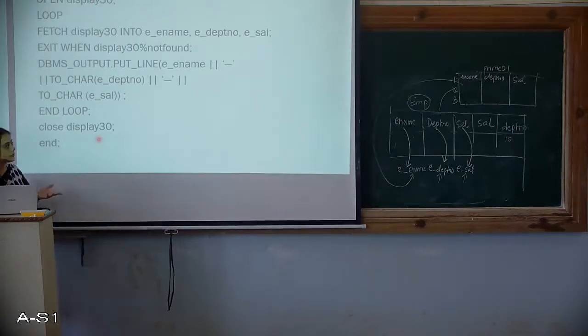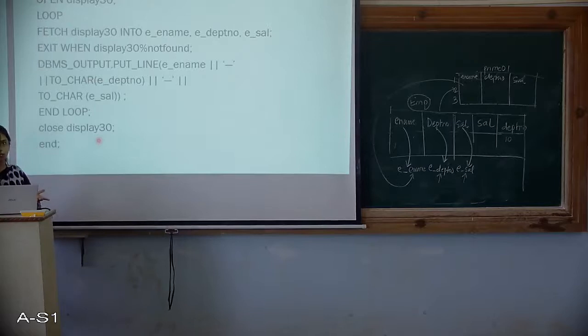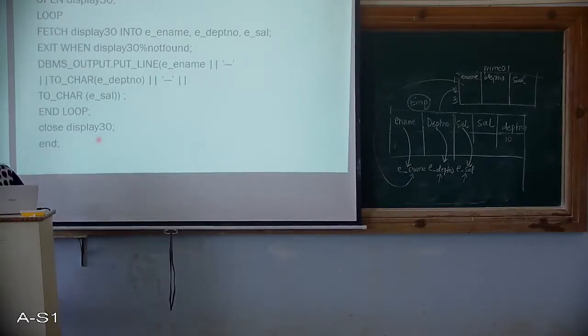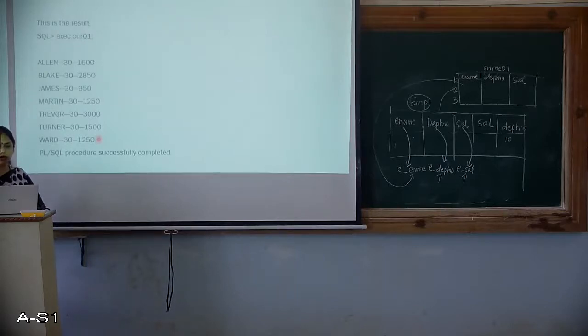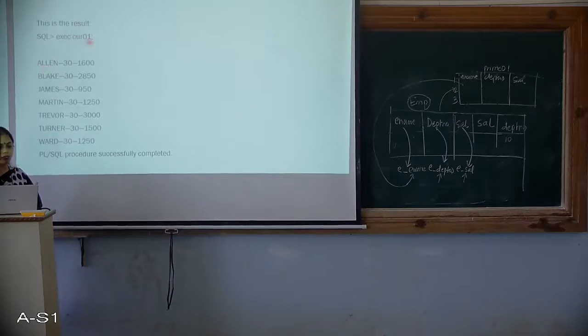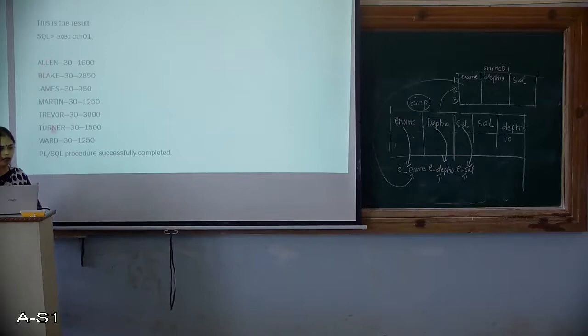So this is how all the steps of the cursor have been taken care of: definition, opening, fetching, and then closing. This is the display. When you execute the cursor, you will see all the names, all the department numbers, which are 30, and whatever their salaries are being displayed.